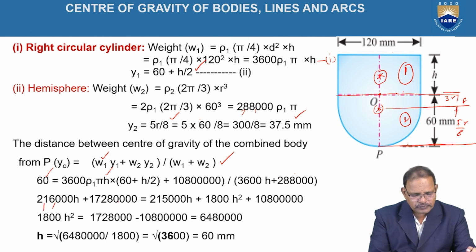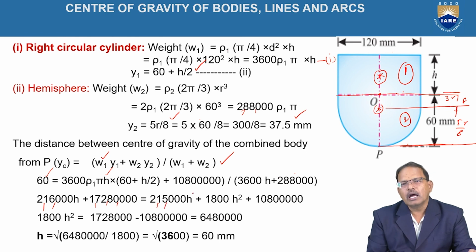2,16,000 h plus 1,72,80,000 which is equal to 2,16,000 h plus 1,800 h square plus 1,08,000. Again on simplification we get 1,800 h square equal to 64,80,000, or h is equal to the square root of 64,80,000 divided by 1,800, which is equal to the square root of 3,600, which is equal to 60 mm.